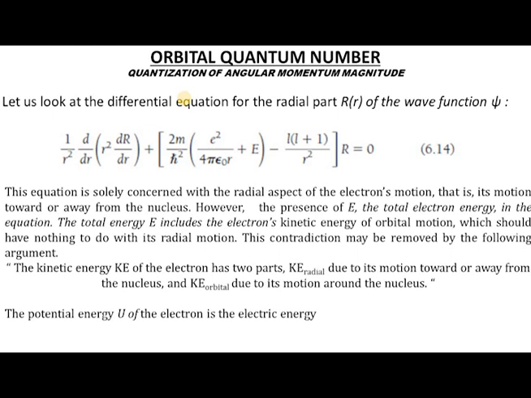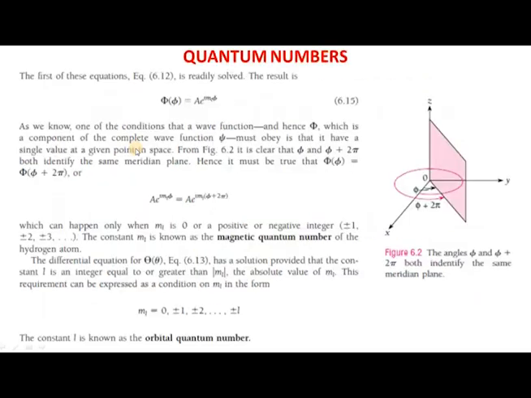Angular momentum is a vector quantity. It has both magnitude and direction. And the orbital quantum number L signifies the quantization of angular momentum magnitude. Now we are going to look at how it gives the quantization of angular momentum magnitude. Right. So you get the radial part equation, the equation of R of the wave function psi, and this equation is of this form: 1 by r square d by dr of r square dR by dr. It is written here actually.